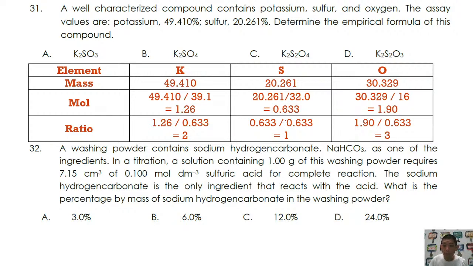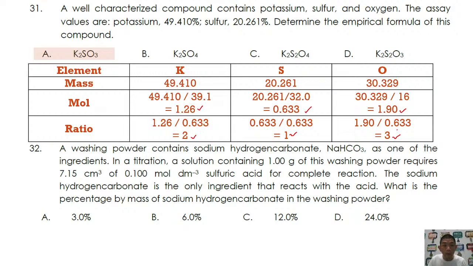Now, after you calculate the mole for each of them, you get the mole of potassium 1.26, mole of sulfur 0.633, and mole of oxygen 1.90. Then you divide by the smallest mole, which is sulfur, and you get the ratio of potassium to sulfur to oxygen as 2 to 1 to 3. So the empirical formula for this is K2SO3. So the answer is A. That is for 31.